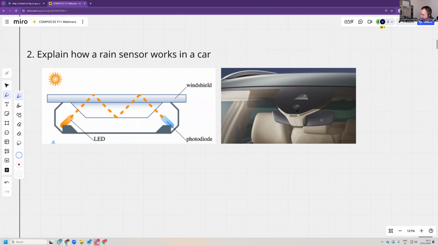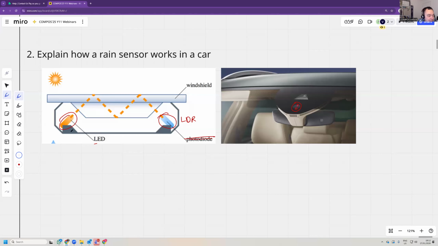Well, there's an LED, a light emitting diode, placed under the windshield. So here you can see two components. One is an LED, and one is a photodiode. I don't know why it's called a photodiode. It's more like an LDR, a light dependent resistor. Basically, it's a light detector. It doesn't have to be a photodiode. It could be an LDR simply.